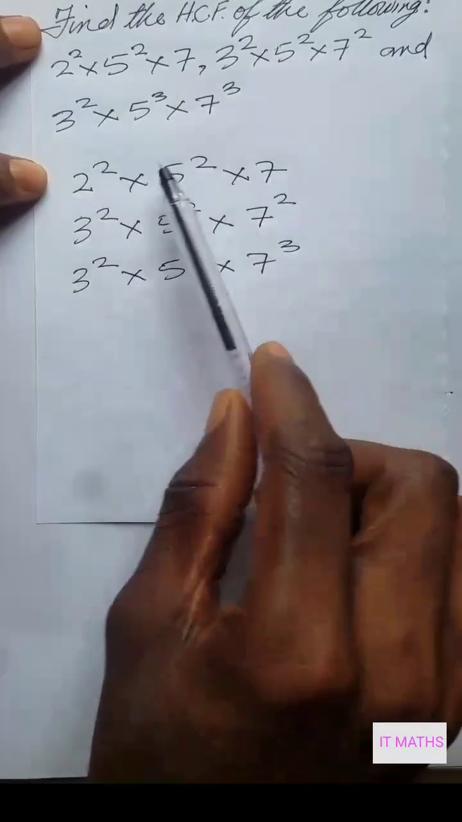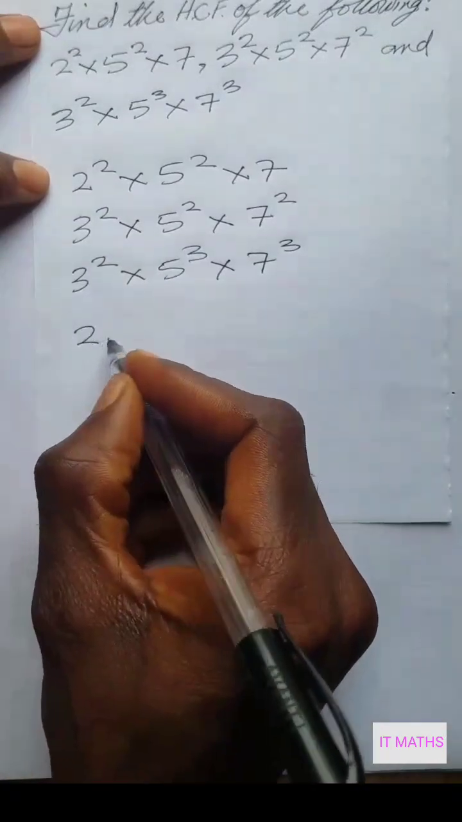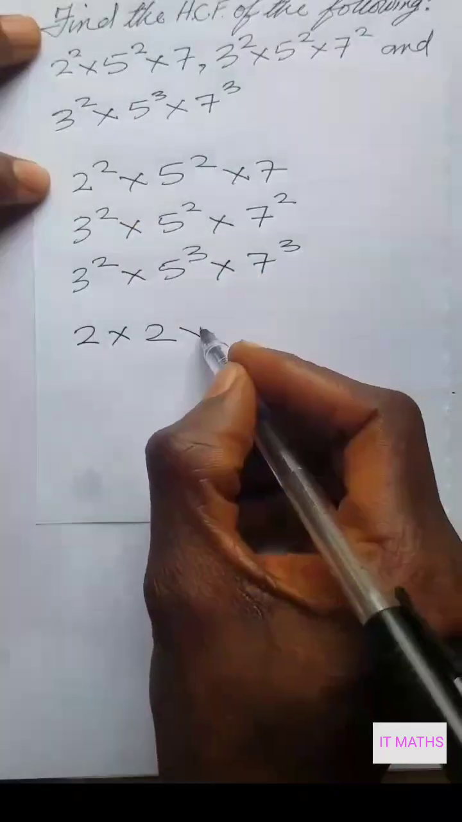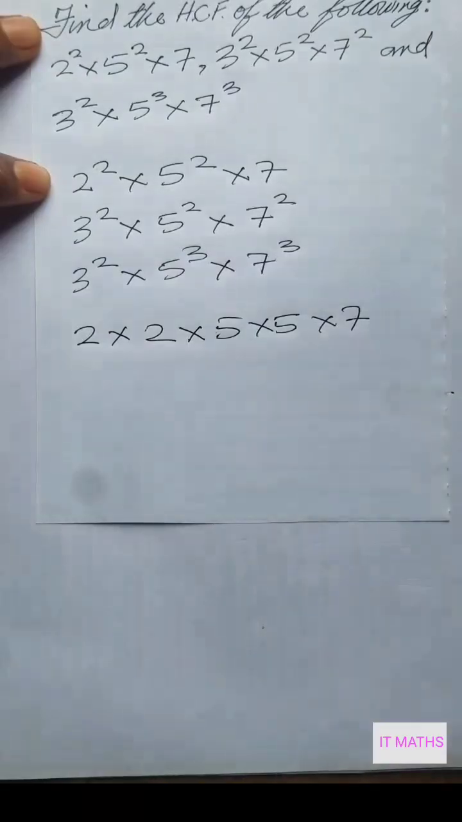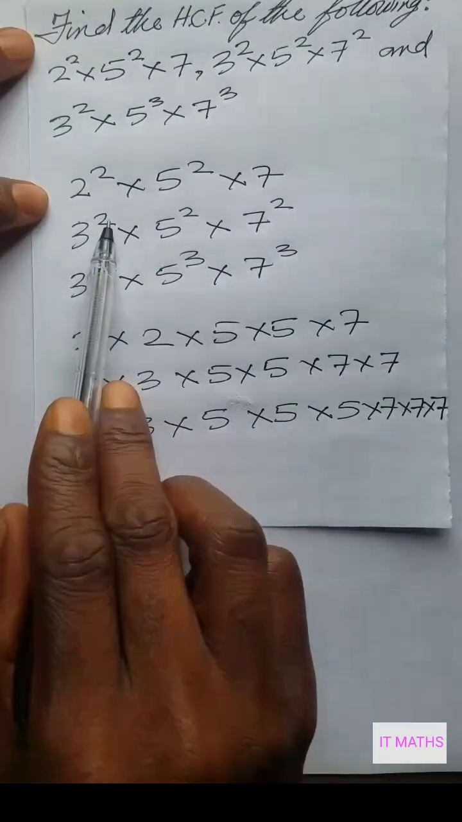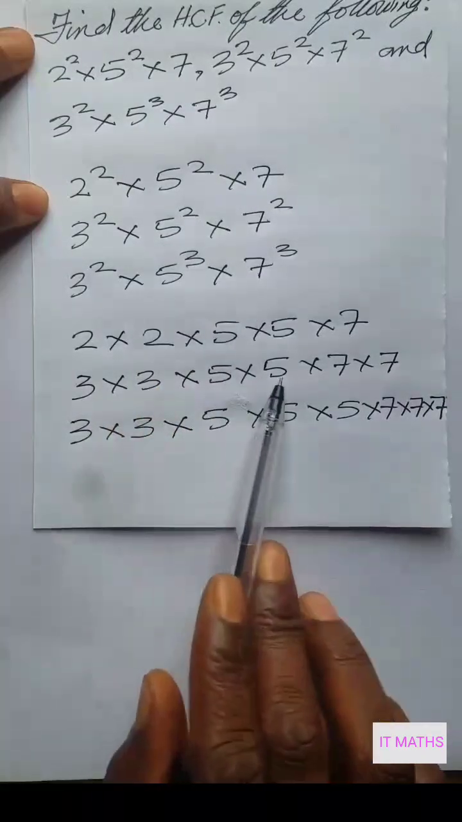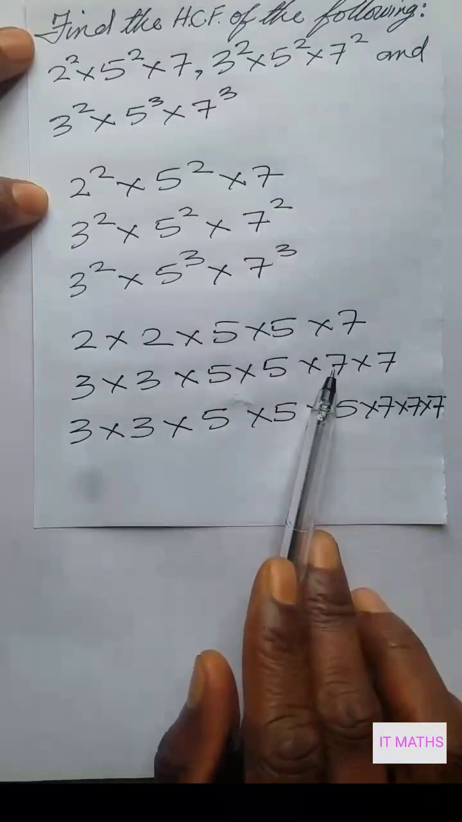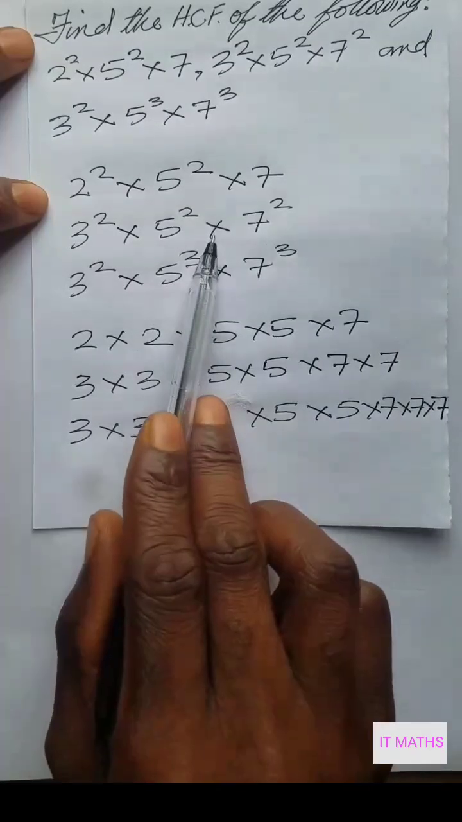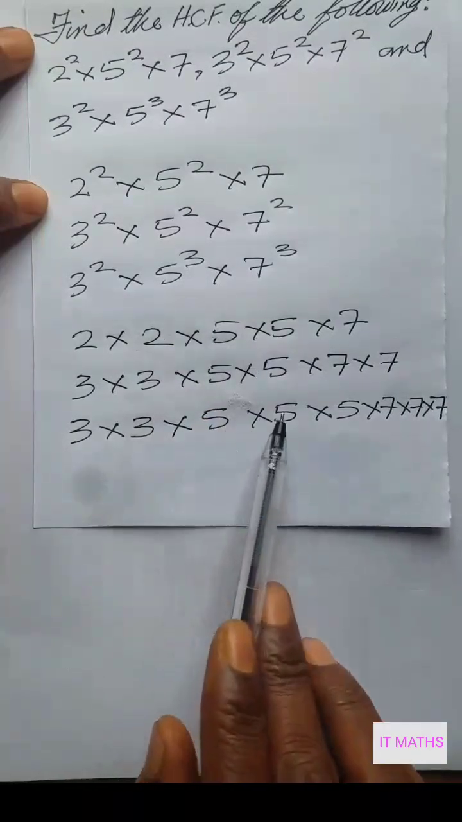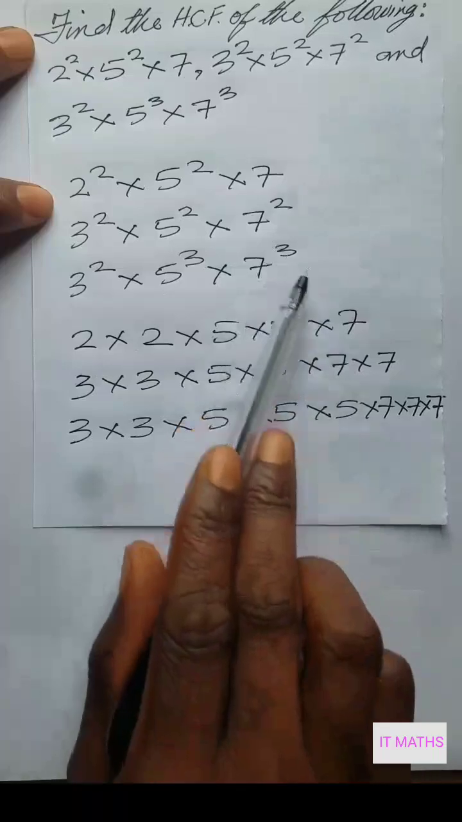Now, in case you are still confused because they are written in index form, what does this mean? This simply means 2 times 2 times 5 times 5 times 7. While 3 to power 2 means 3 in 2 places, 5 to power 2, 5 in 2 places, 7 to power 2, 7 in 2 places. 5 to power 3 means 5 times 5 times 5, 5 in 3 places, 7 to power 3, 7 times 7 times 7, 7 in 3 places.